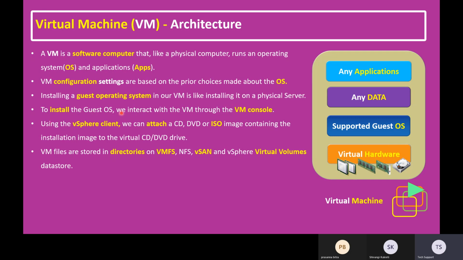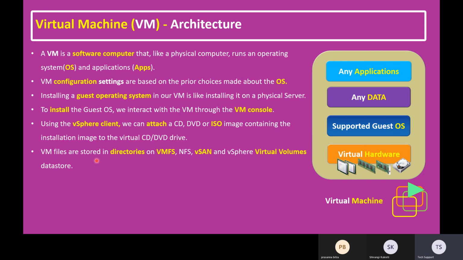To install the guest OS, we interact with the virtual machine through the VM console. So we know the virtual machine console: select the virtual machine, right click, open console, using the vSphere client. We use the vSphere client to connect to the vCenter Server to access the ESXi host and virtual machine. Using the vSphere client, we can connect to the virtual machine and attach the CD DVD ISO image containing the installation image to the virtual CD DVD drive.